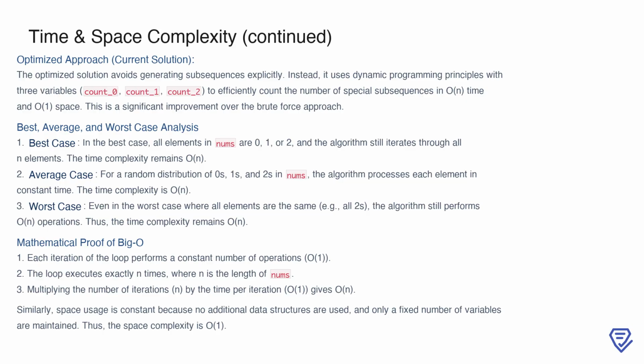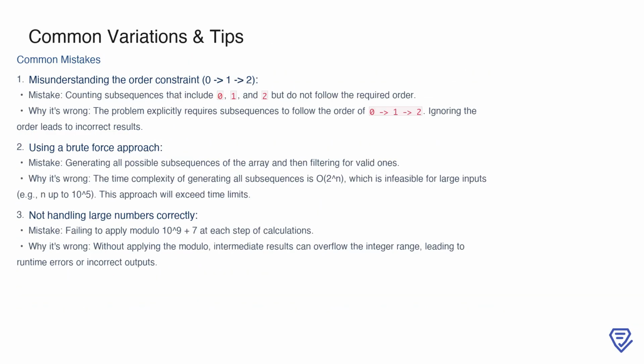When solving this problem, there are some common mistakes that can lead to incorrect results or inefficient solutions. First, a frequent error is misunderstanding the order constraint of 0-1-2. The subsequences must follow this specific order, and counting subsequences that include all 3 numbers but ignore their sequence will produce invalid results. Remember, the order is crucial to the problem's requirements.